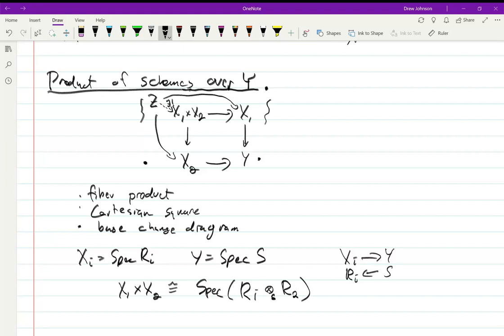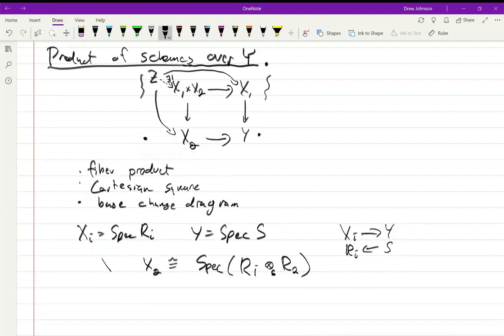Really I should be writing cross over Y, because what the product is does depend on what scheme you're over. Notice that if you have two completely arbitrary rings, it doesn't make sense to just take the tensor product of the two rings. They have to both be algebras over the same thing. So that's why we need to do products of schemes over Y and not just products of schemes generally.